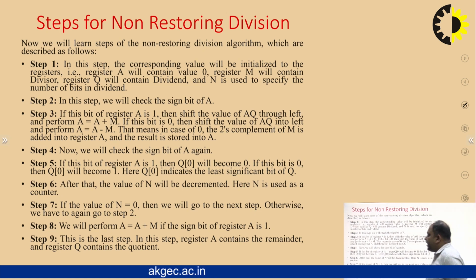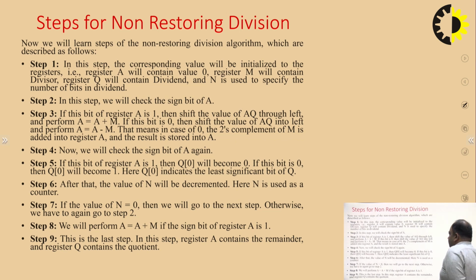Then in step 2 we check the sign bit of A. If the sign bit of register A is 1, then shift the value of AQ to the left, and perform A equals A plus M. If this bit is 0, then we shift the value of AQ to the left and perform A minus M. In binary there can be only two possibilities: either the sign bit of A is 1 or it is 0.